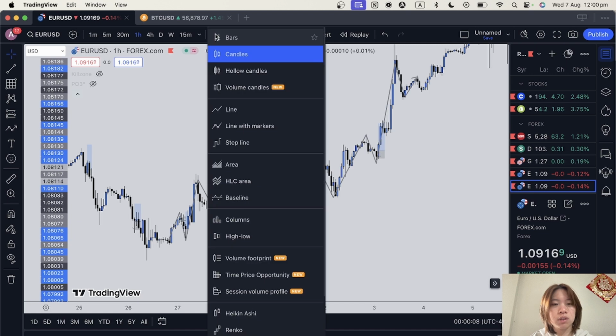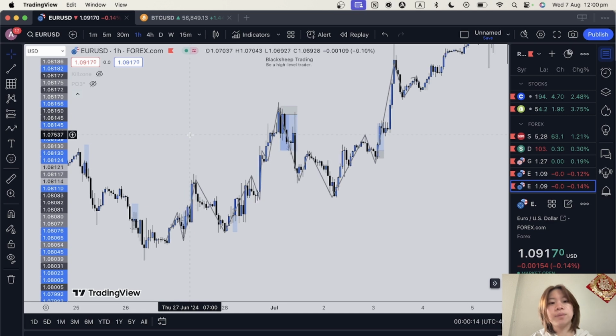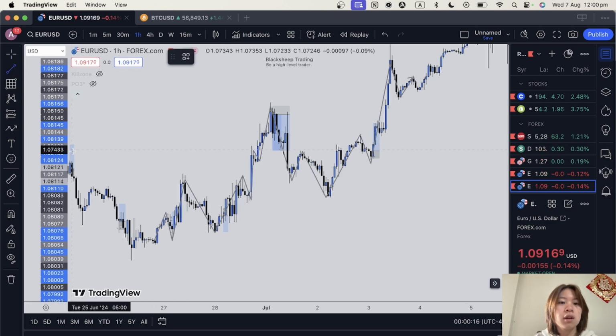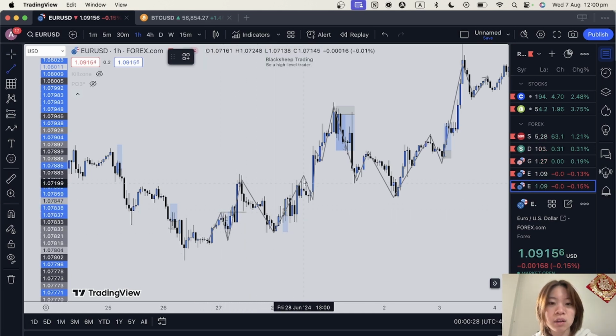Oh, actually we can even just use the line graph. No, that's kind of ugly. So we'll just go through candles. Okay, so I hope that you guys can see this clearly, but up, down, and this is a high, so we got a break of structure here. Continuing up, retracing, continuing up.